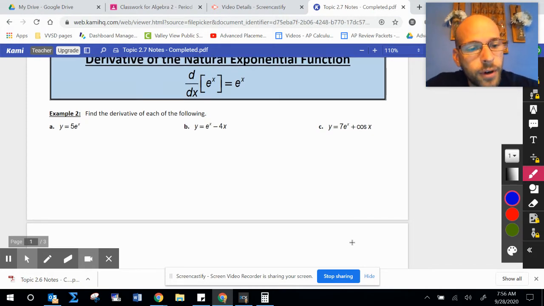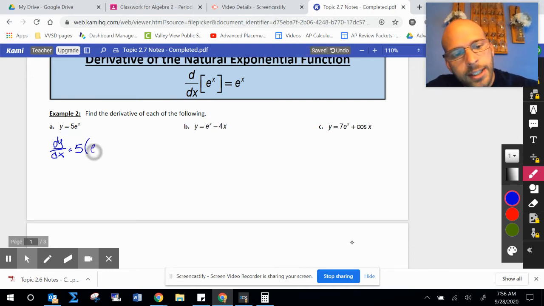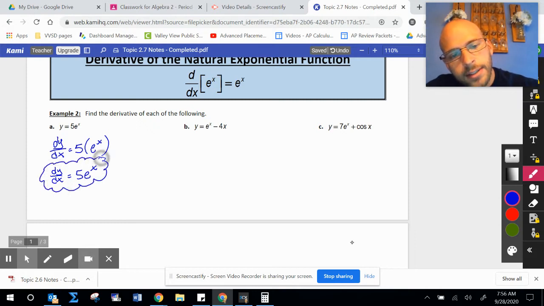So if you have, for example 2, part A, if I take the derivative of this, well, the 5 we don't take the derivative of. That's a constant multiplier. And the derivative of e to the x is still e to the x. So my derivative for this function, believe it or not, is still 5e to the x. Okay, now we do have to worry when we have more terms. So if you take a look at part B, if I were to say, okay, dy dx. Now, the derivative of e to the x is still e to the x, but the derivative of a negative 4x, we're going to use power rule there.